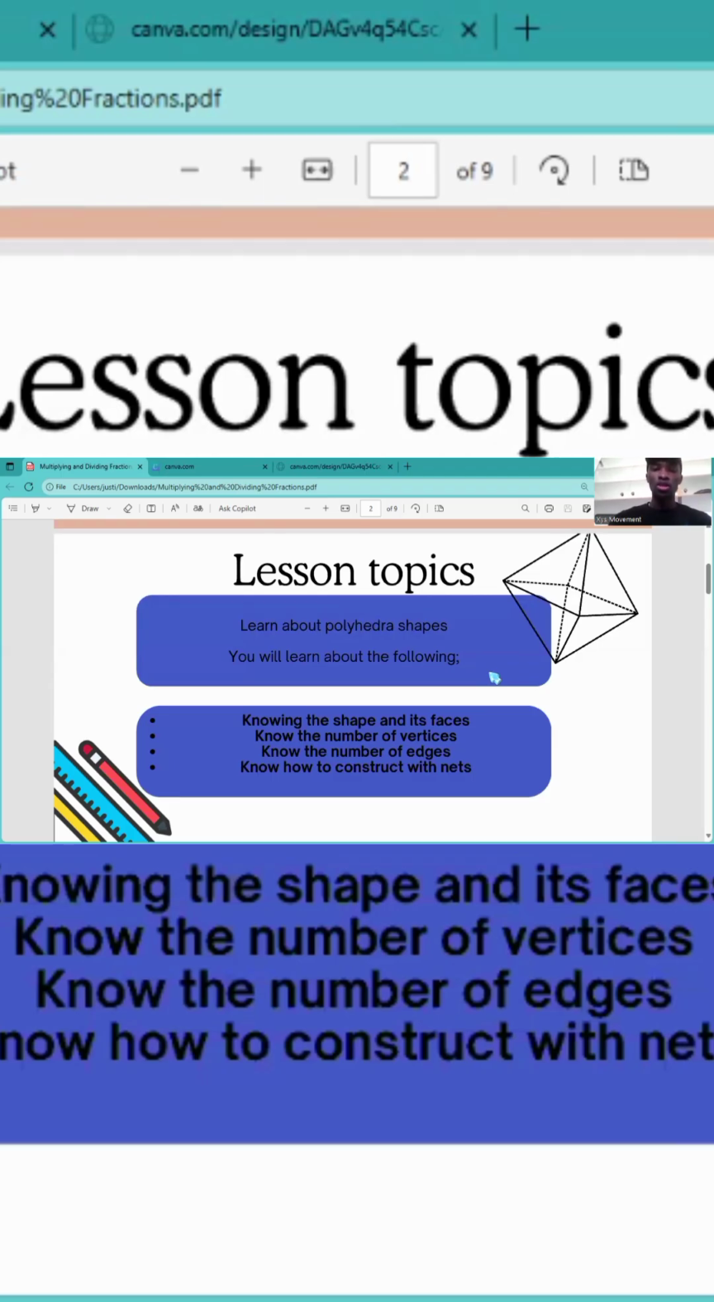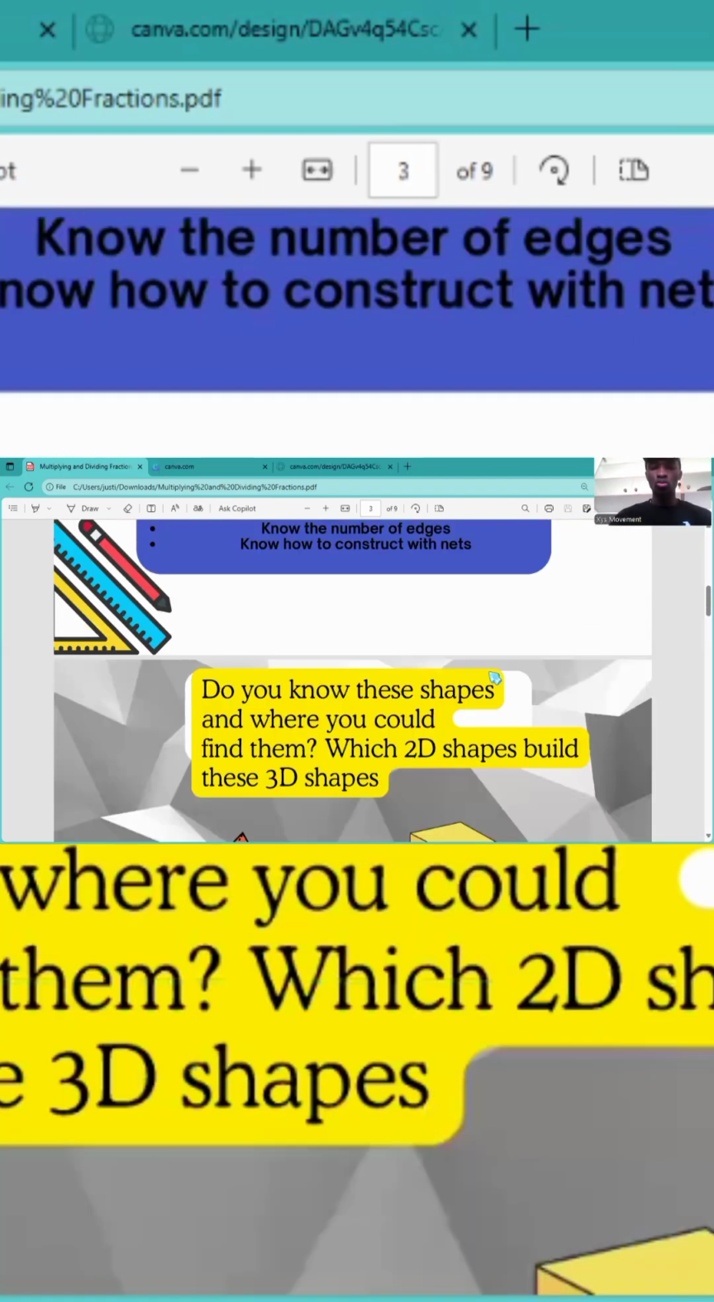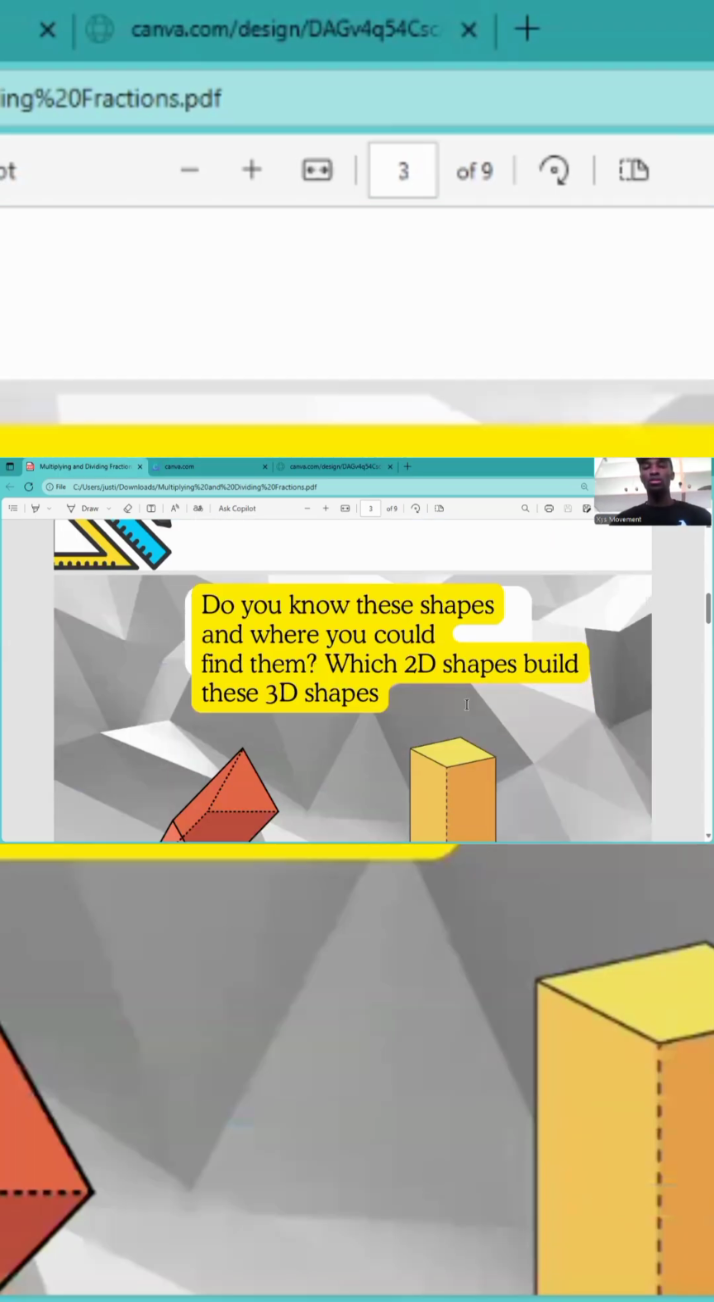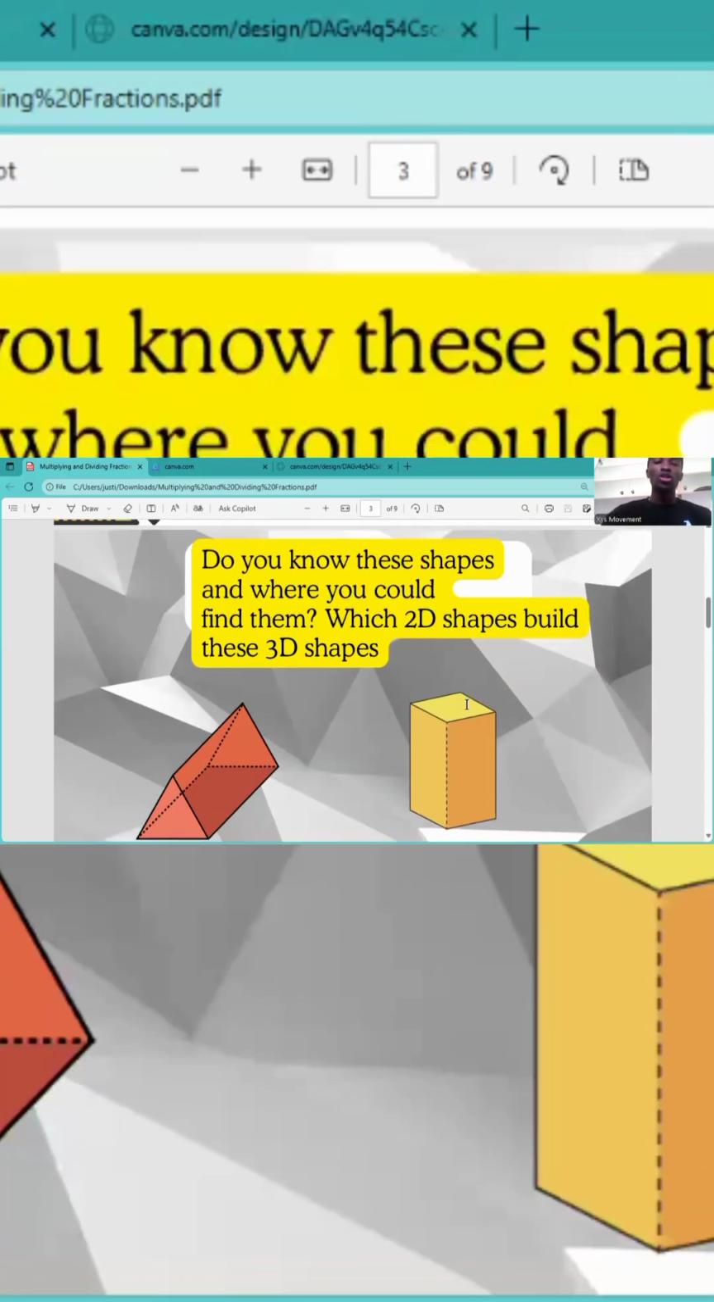Firstly, you're going to learn about knowing the shape and its surfaces. You have to know the number of vertices, know the number of edges of a shape, and know how to finally construct nets. So before we actually start, do you know these shapes and where you can find them in real life? And which 2D shapes build these 3D shapes?